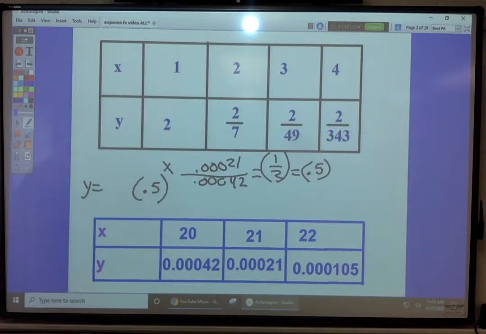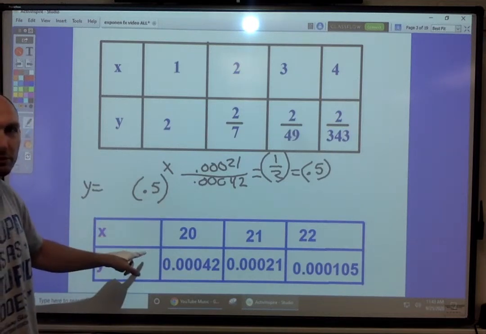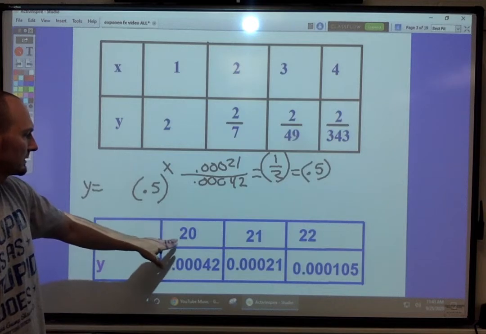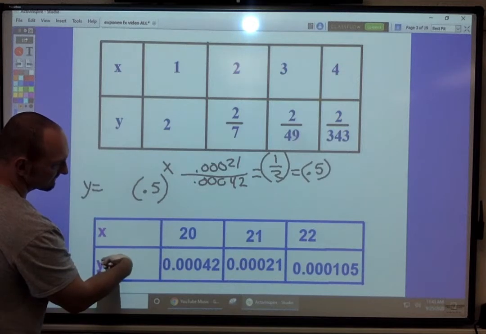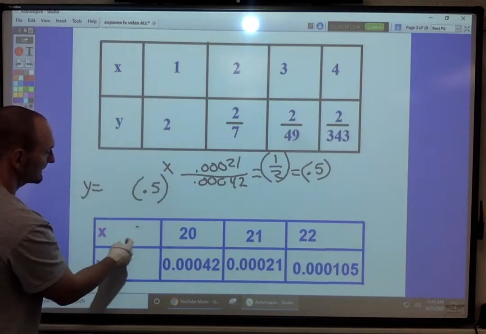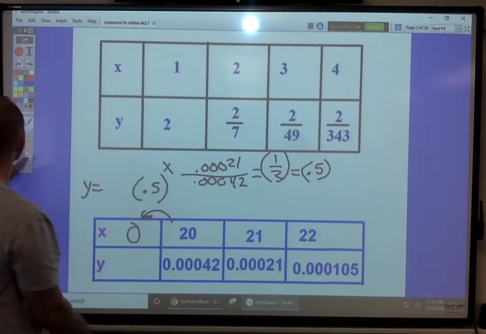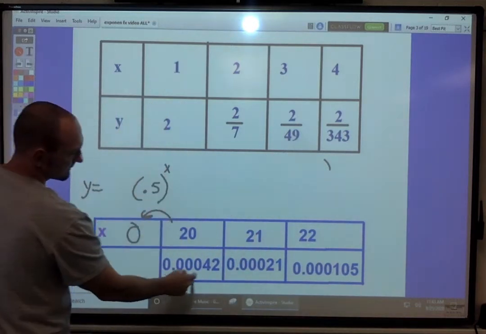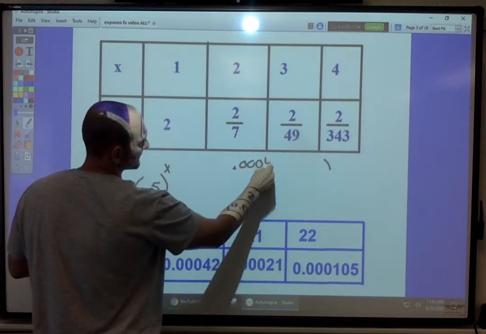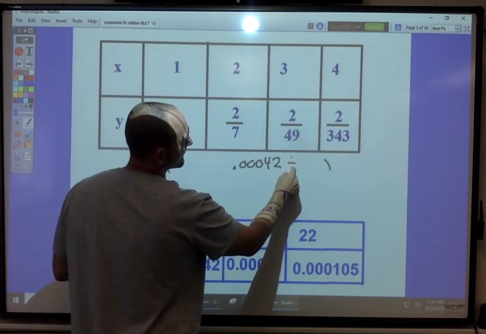And again, if you ever want to work ahead of me, just hit pause and try it before I finish. So I need to go backwards a whole bunch of times. Oh boy, I don't really want to do that. So one thing you can do, instead of dividing it 20 different times, we can say we need to get to 0. So from here to here, that's 20 times. So we're going to take that number, 0.00042, and divide it by the half, 0.5.